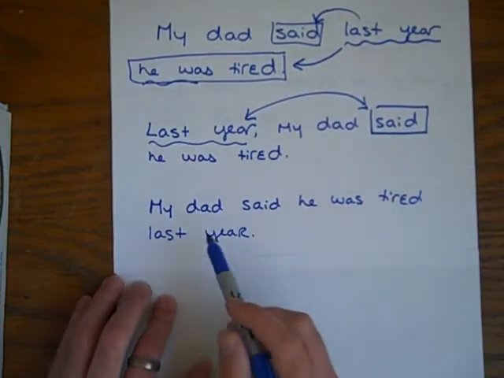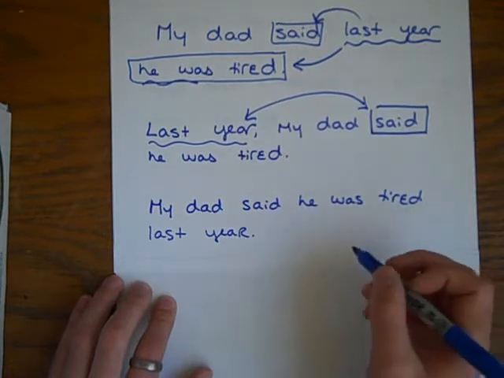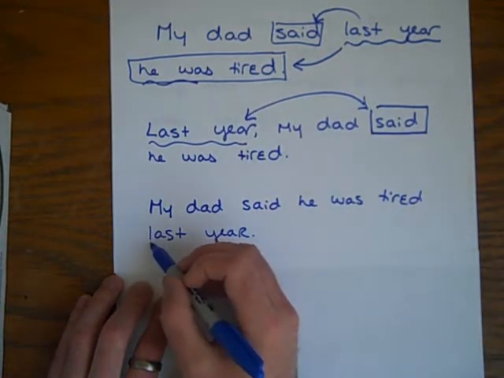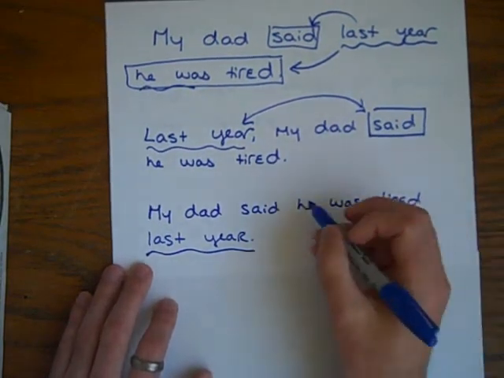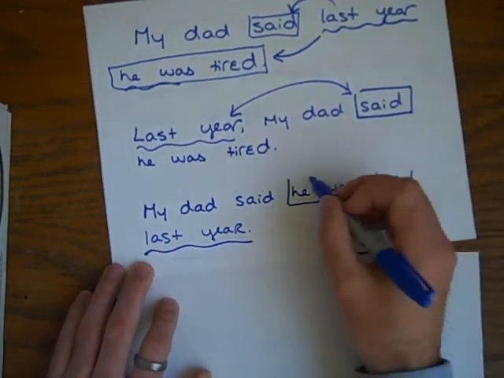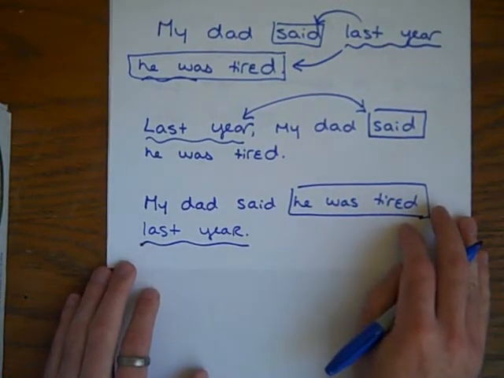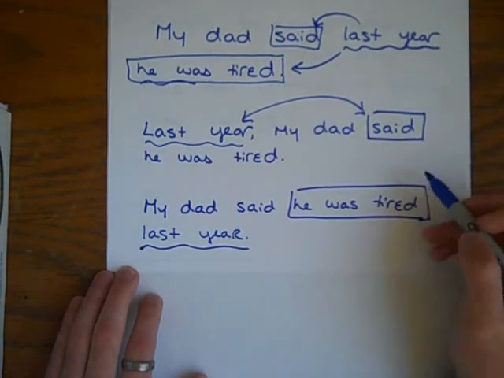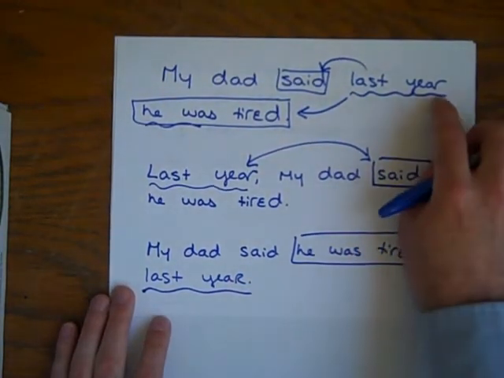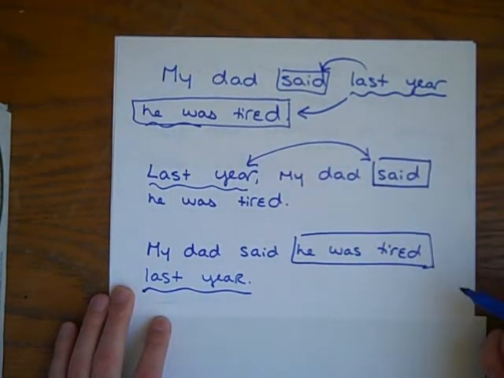Whereas if I said my dad said he was tired last year, in this case, last year modifies when he was tired. Okay, so in this case, either of these examples are not squinting modifiers. Whereas in the first case, this last year is called a squinting modifier because it's between two things that it can potentially modify.